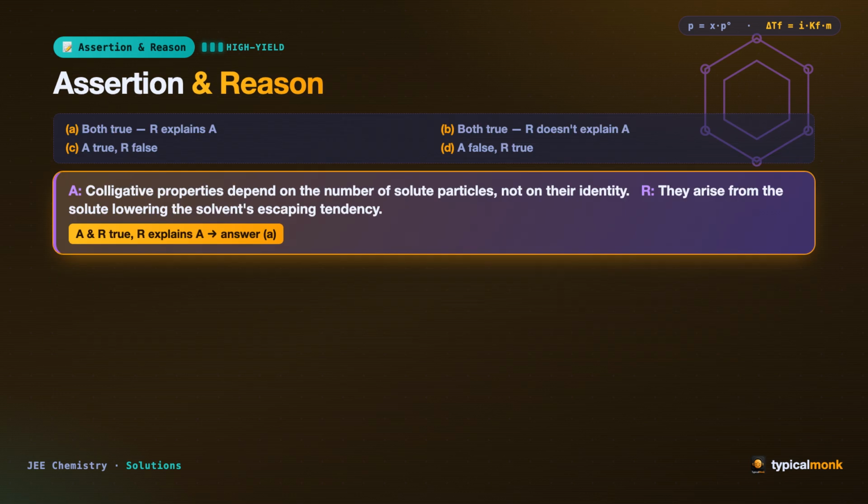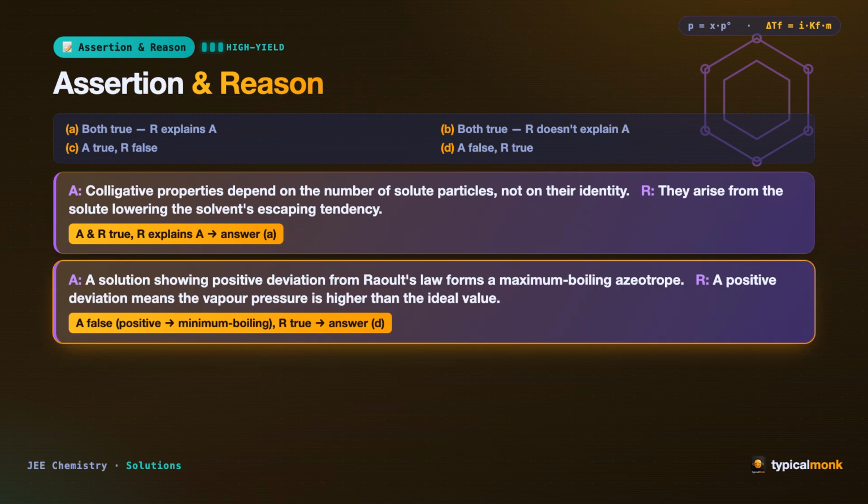Now an assertion and reason drill. For each pair, are both true, and does the reason explain the assertion? First pair. Assertion. Colligative properties depend on the number of solute particles, not on their identity. Reason. They arise from the solute lowering the solvent's escaping tendency. Both are true, and the reason directly explains the assertion. The answer is A.